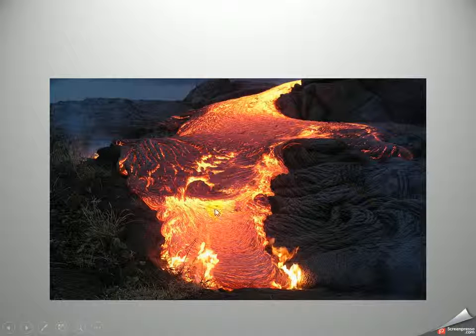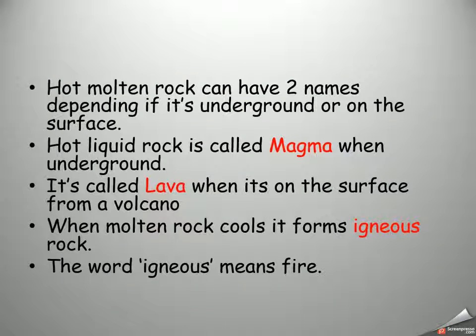Okay, and when this hot rock is on the inside of the Earth, it's called magma. So in the Earth's mantle, that's where you've got the magma. As soon as it comes up on the Earth's surface, you've got the lava. That's essentially what's happening. So hot liquid rock is called magma when it's underground. When it's overground, it's called lava.